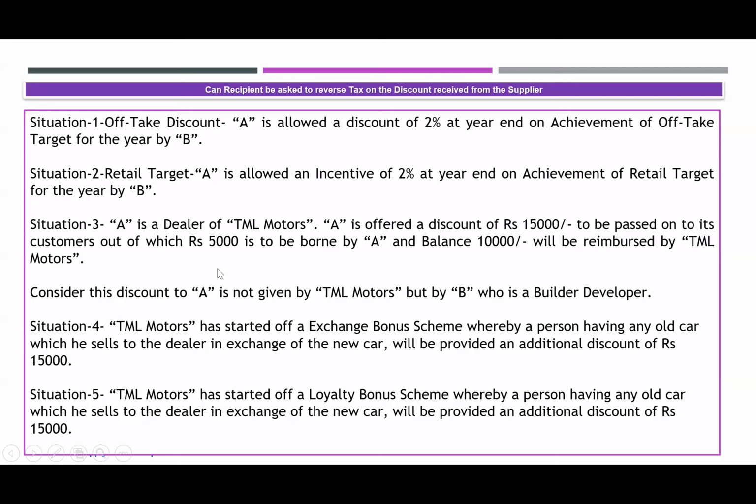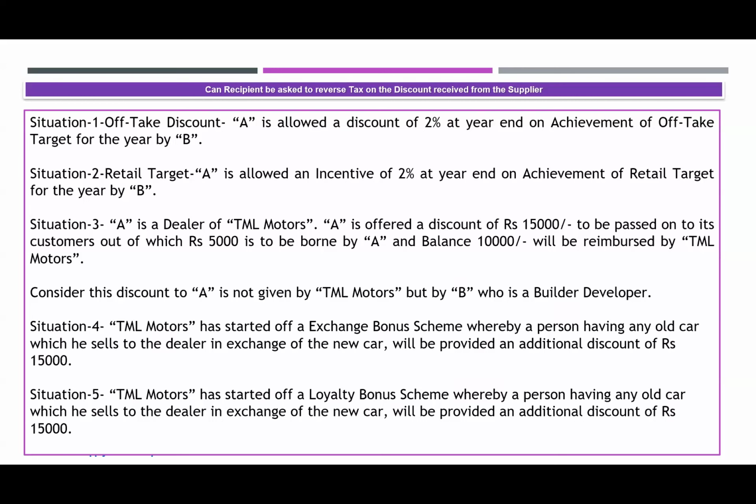Yeah, Arpit, but in situation 3, would there be a change in position if TML Motors pays the distributor A after the sale he made, as opposed to TML Motors paying distributor A, saying that you pass it on before the supply made by A? Will there be any change in the position? Yeah, so what I can understand is that there is a pre-existing scheme wherein TML has asked A to give a discount of 15,000 rupees to its customer.